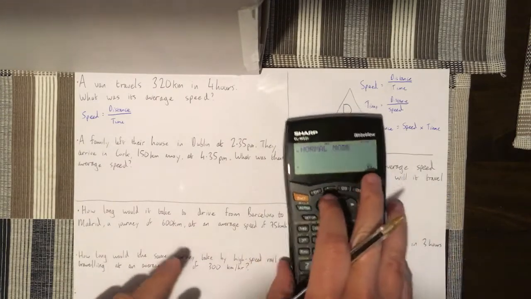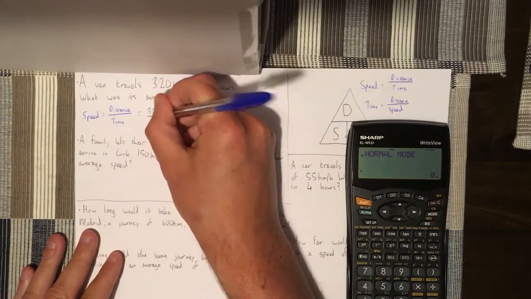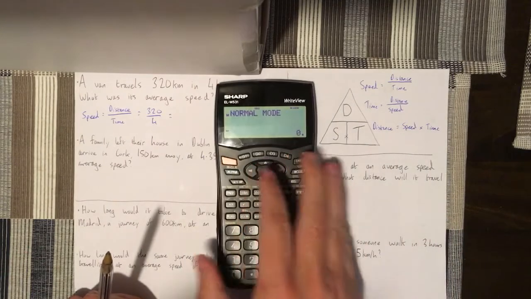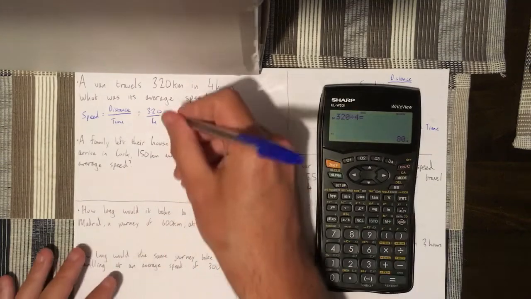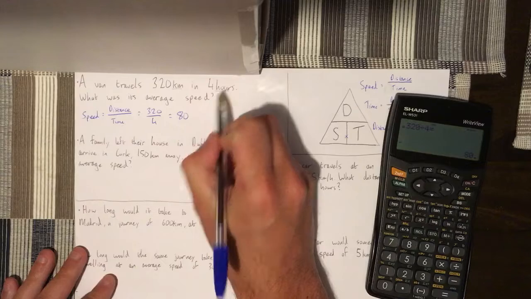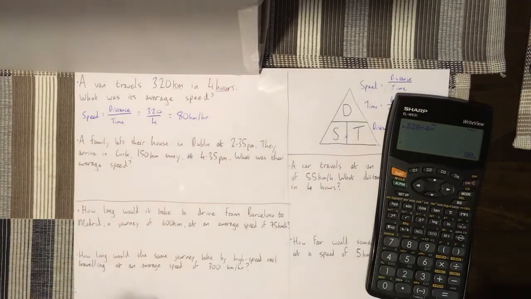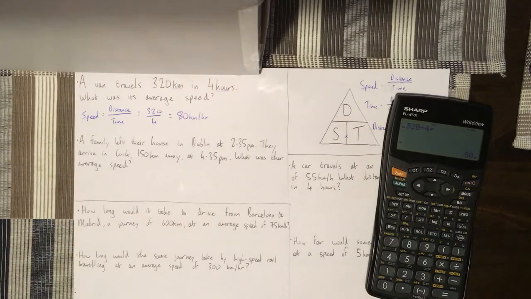So distance here is 320 over time is 4. So 320 divided by 4 is 80. And what are our units? Kilometers per hour. So the units in will give you your units out. So kilometers and hours in, kilometers per hour out. Kilometers per hour will be fairly standard for calculating speed.